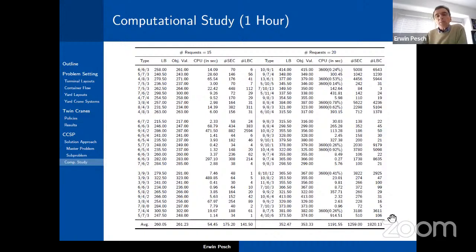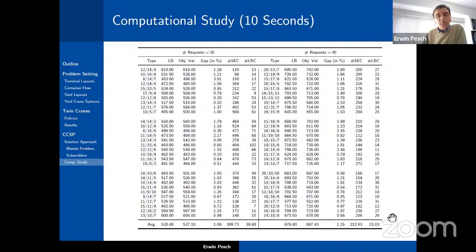So we wanted to see what happens if we look at larger instances. So we looked at 30 requests and 40 requests. Since the computational results before were very good, we wanted to see what would happen if we stopped after 10 seconds. So we stopped after 10 seconds. And what is listed here after 10 seconds is the optimality gap. As you see, we are roughly about 1% from the optimum.